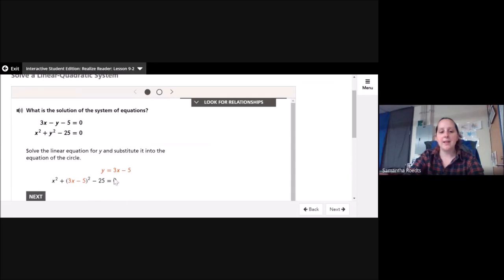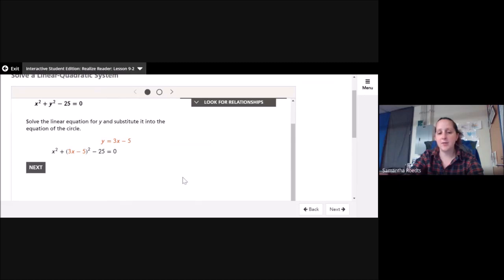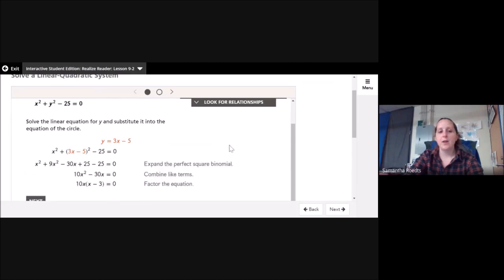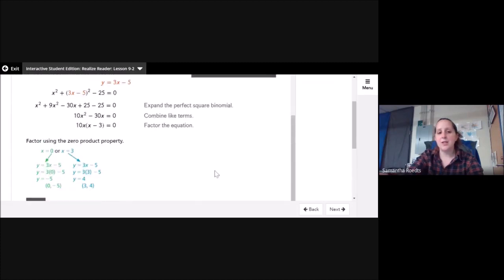So when I substitute that 3x minus 5 in for y, I get x squared plus the quantity 3x minus 5 squared minus 25 equals 0. When I expand the perfect square binomial, I get x squared plus 9x squared minus 30x plus 25 minus 25 equals 0. Then I combine my like terms and simplify. 10x squared minus 30x, I can factor out a 10x, and I'm left with x minus 3 equals 0. Factor using the zero product property. So x equals 0 or x equals 3. So 10x equals 0 gives me that x equals 0, and x minus 3 equals 0 gives me that x equals 3.